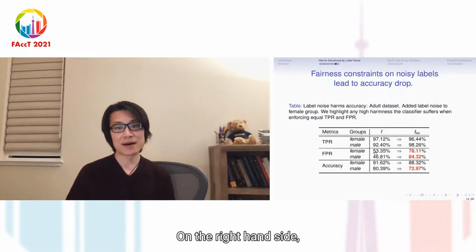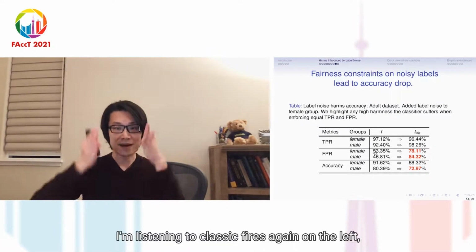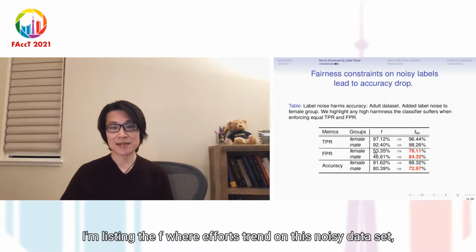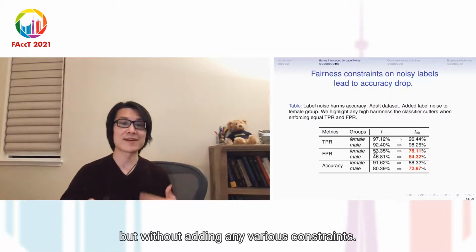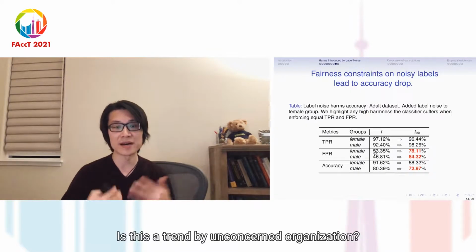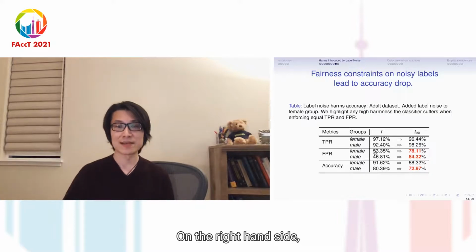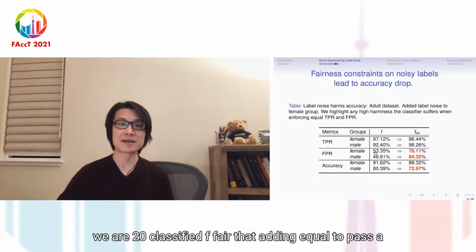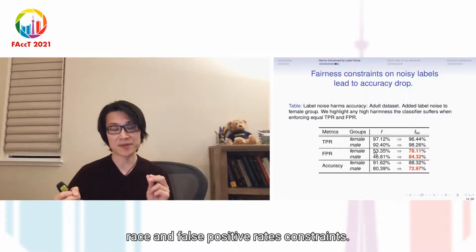In this table, on the right-hand side, I'm listing two classifiers. Again, on the left, I'm listing the F, where F is trained on this noisy data set, but without adding any fairness constraints. So this is trained by unconstrained optimization. On the right-hand side, we are training classifier F fair by adding equal true positive rates and false positive rates constraints.